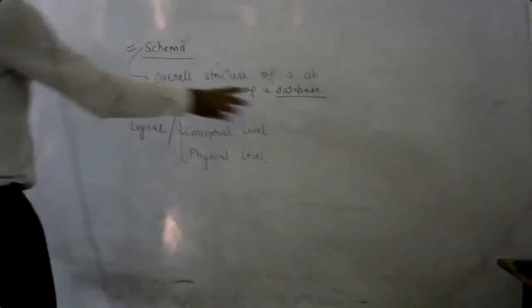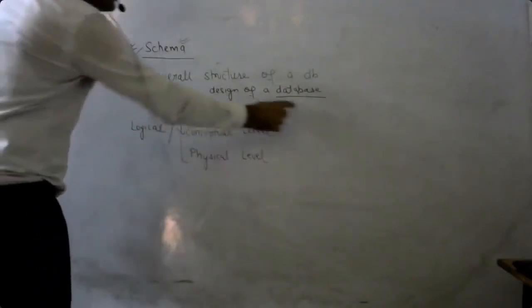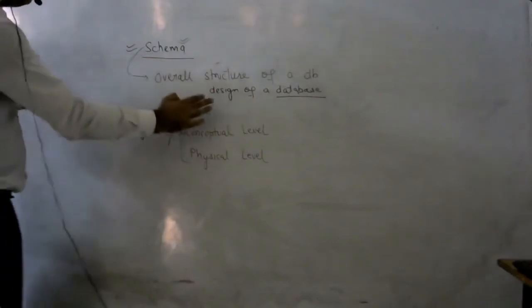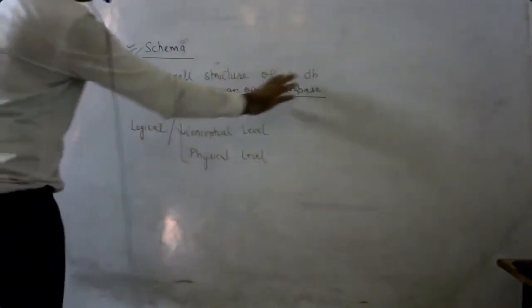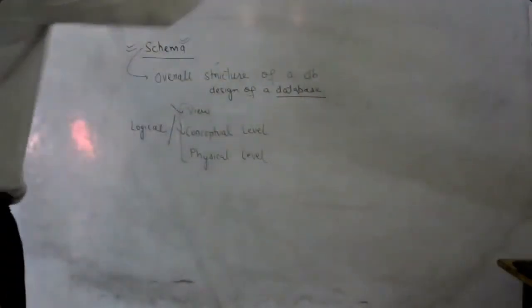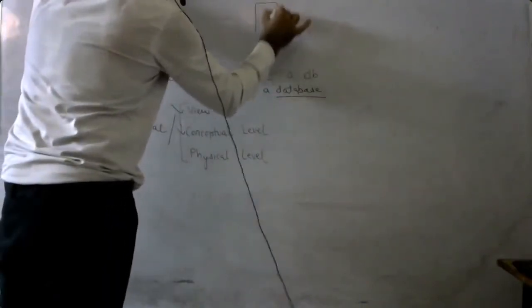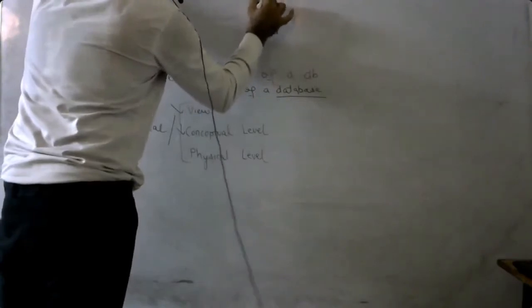So when we talk about a database, when software is developed, first the design is developed. So what is a schema? A schema is the design of a database, or the overall structure of a database. On a single page, we write all the tables like this. This is the first table. The name of this table is EMP.